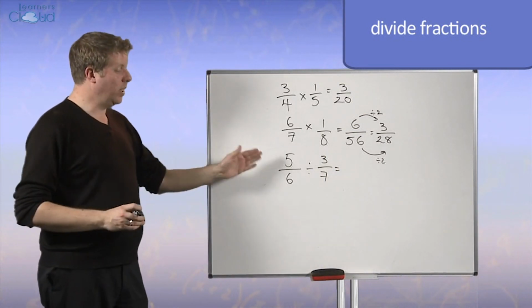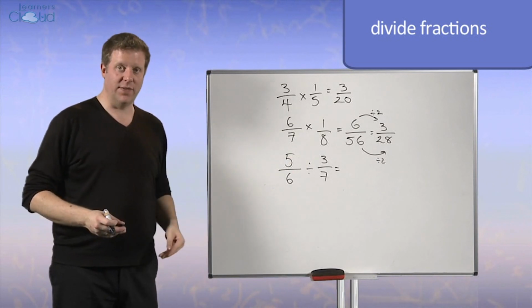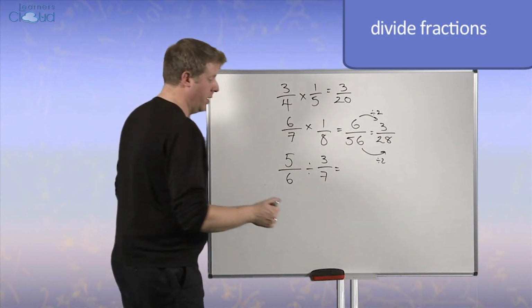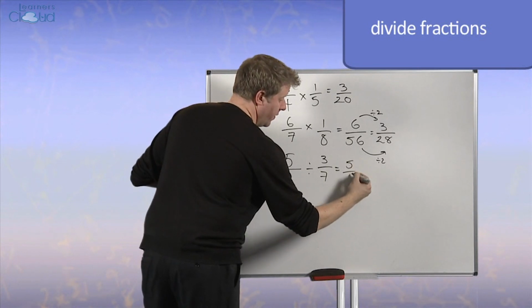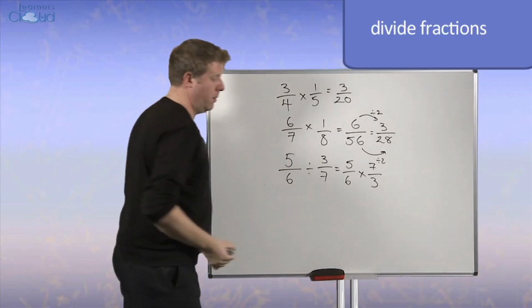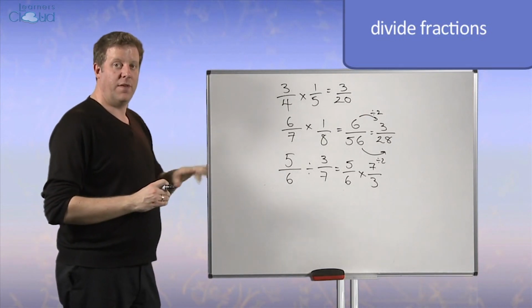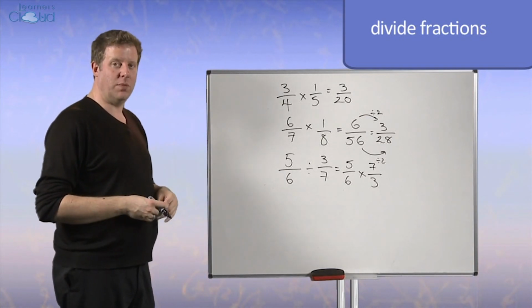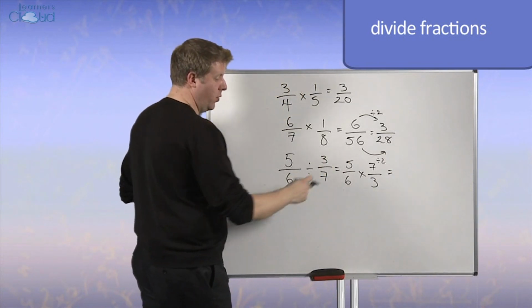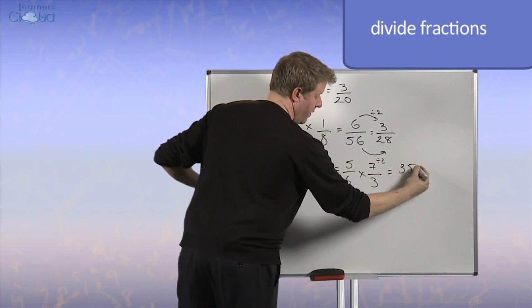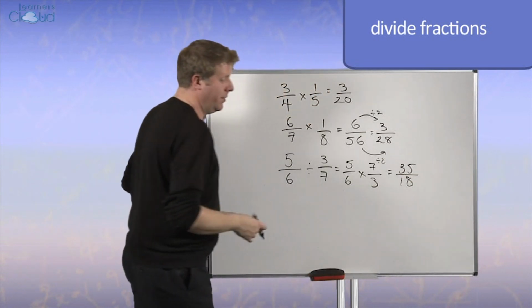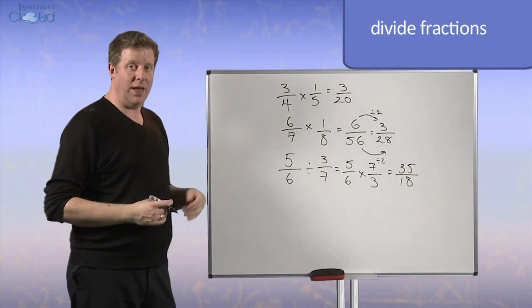So what we've said is we don't do 5 divided by 3 and 6 divided by 7. We flip that second fraction and then multiply. So that would give us 5/6 multiplied by 7/3. Flip the second one and then multiply. Then just do as we're told. 5 times 7, 35. 6 times 3, 18. Now obviously that's a top-heavy fraction.